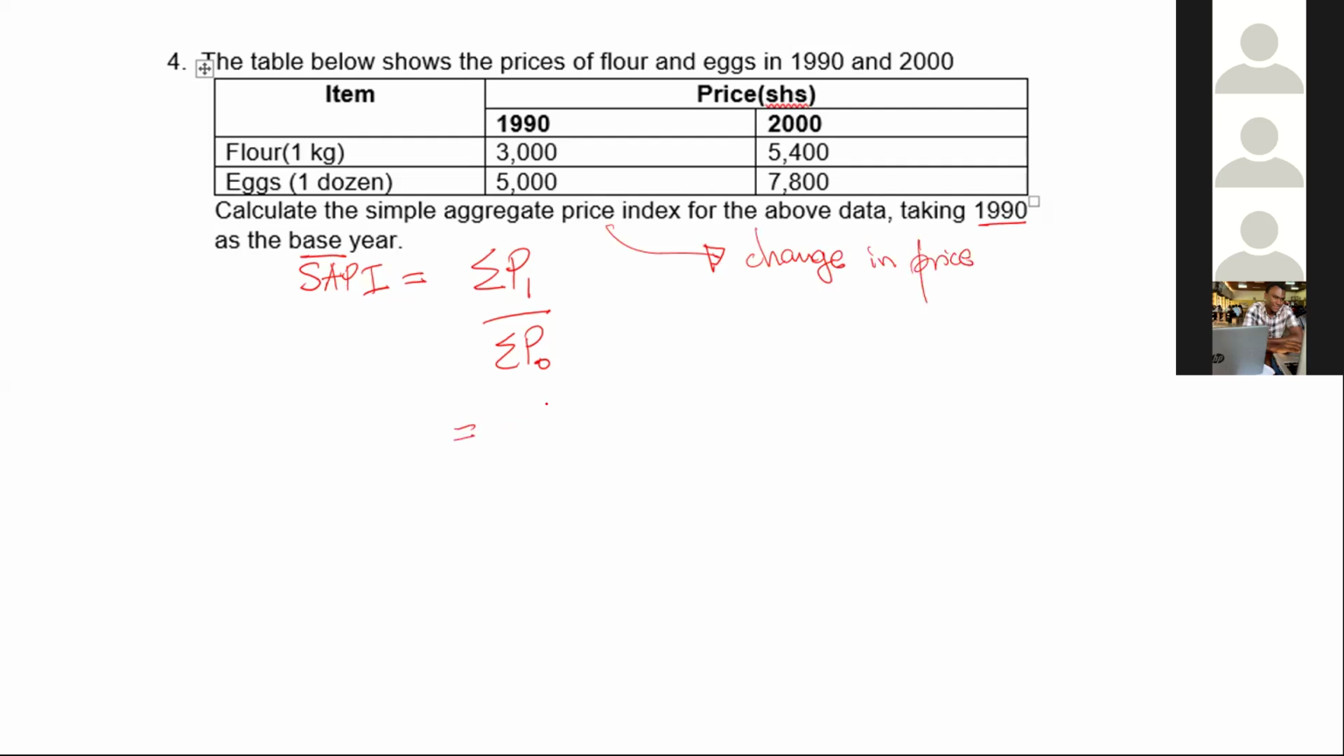So we are going to sum up the prices, and we shall have 5,400 plus 7,800 over 3,000 plus 5,000. And that gives us about 1.65. But if they want it in percentage, you can have 165%.